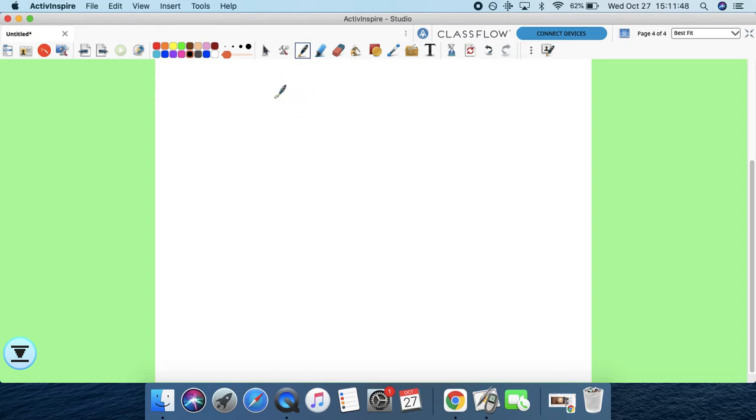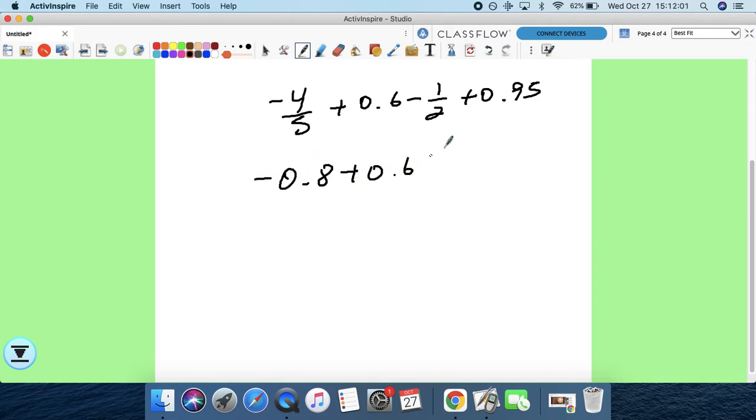Number, and the one that said negative 4/5 plus 0.6 minus a half plus 0.95. Okay, again, hopefully you did this. I'm changing everything to decimals. Makes my life easier, right? It doesn't matter how you order or add them. So if you want to just do this, this is 0.2.